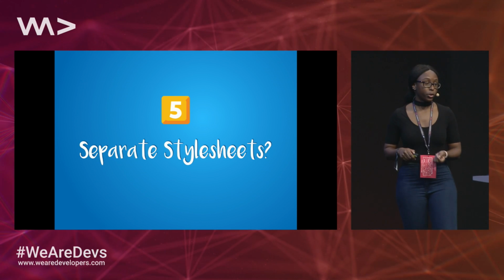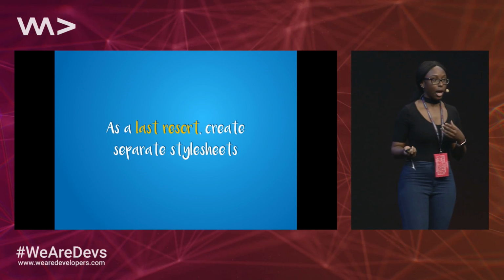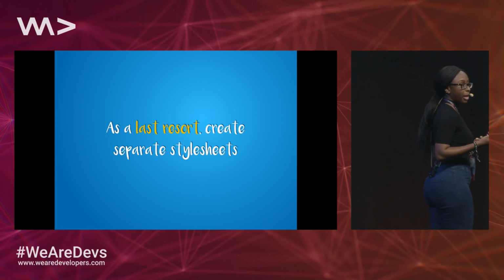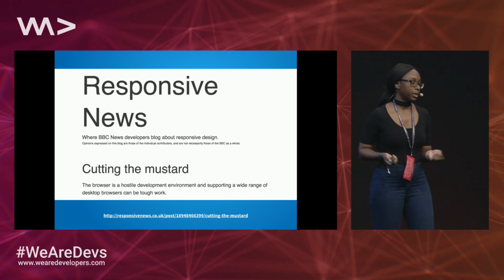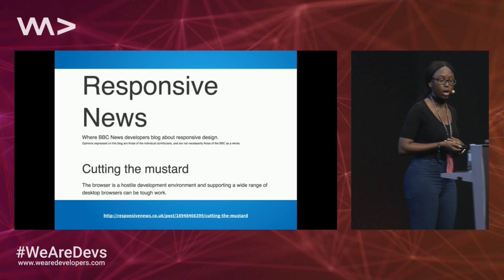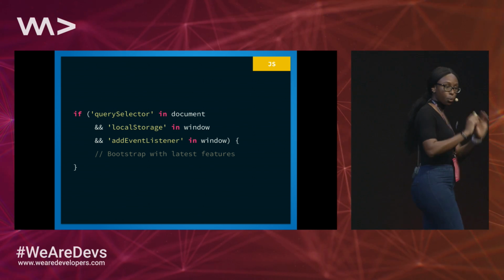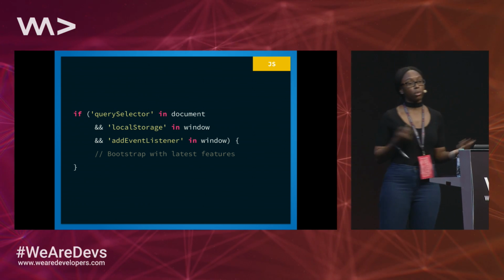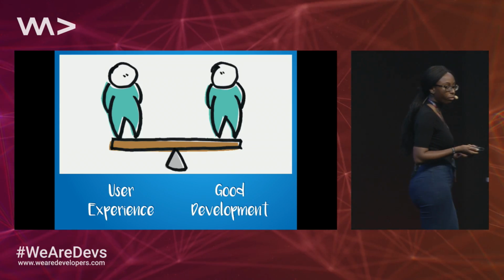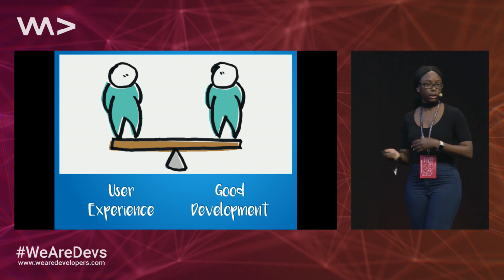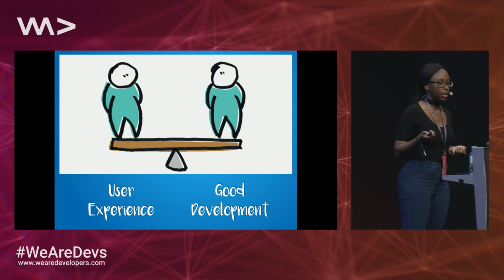So a very last resort you can do is to separate your style sheets. So depending on how far back you have to support, you can, as a very last resort, just have a separation of concerns. So the BBC spoke about this in a technique that they called cutting the mustard. The way it worked was they did feature detection on the browser, and they started with a base, and then they tried to detect if this was a modern browser. And then if it was, they were bootstrapped with more modern styles. And it's all about finding a balance between doing what's right for the user, but also making sure your code isn't going to be completely unmaintainable.